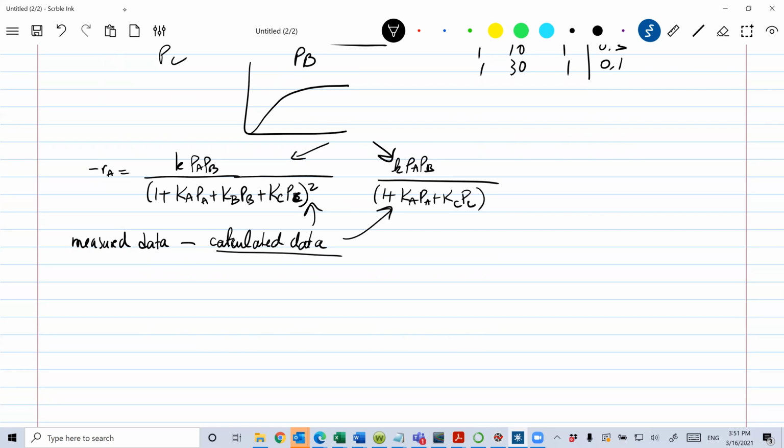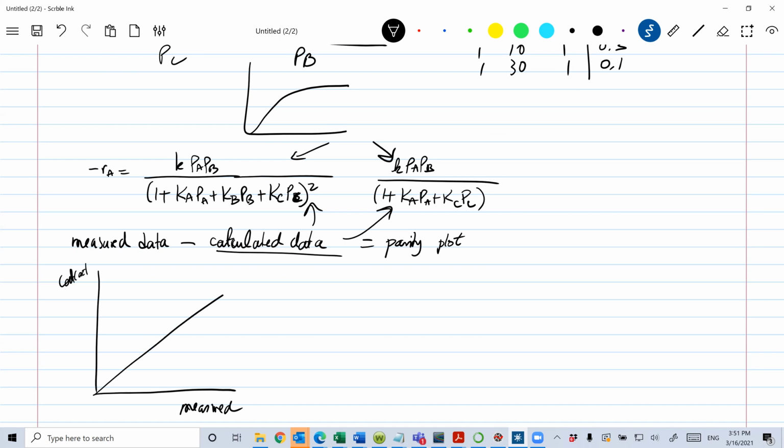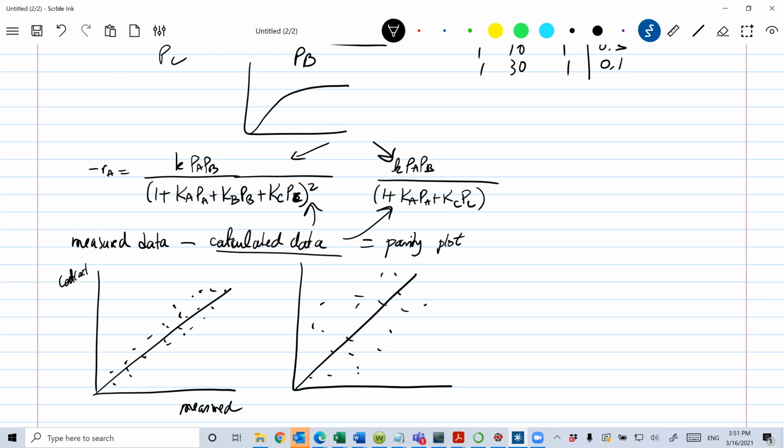you have to make a parity plot. You have to say, okay, this is my measured data, and this is calculated data. For the best fit, it should be on a straight line. If it doesn't work, it should be scattered all over the place. So this is essentially a parity plot.